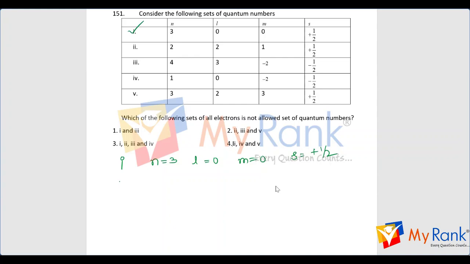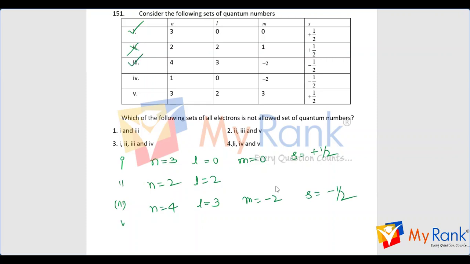Next is the second one. If you see, N is equal to 2 is given, L is equal to 2. If N is equal to 2, L should be less than 2. Therefore, this quantum number set does not exist. Third one, here N is equal to 4 is given, L is equal to 3 is given and M is equal to -2 is given. S can be plus or minus half. Therefore, this one is possible.